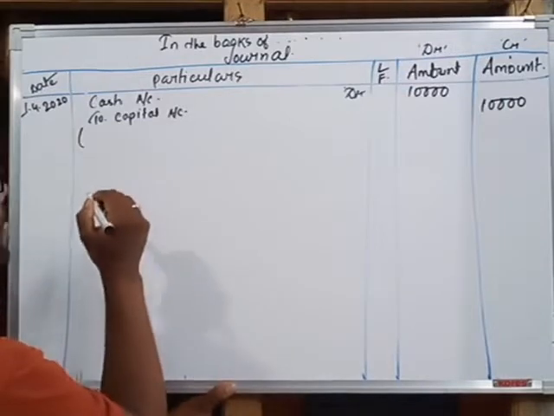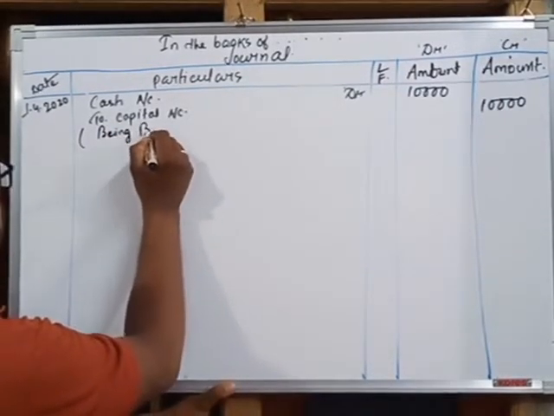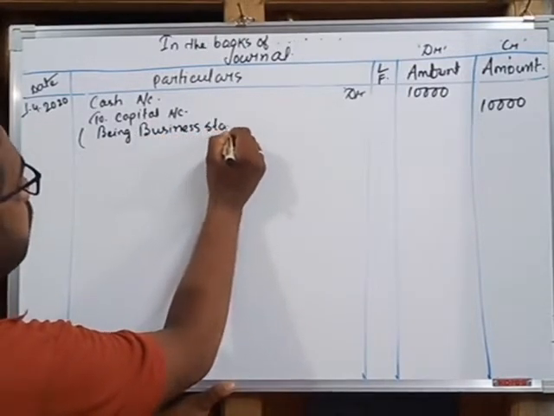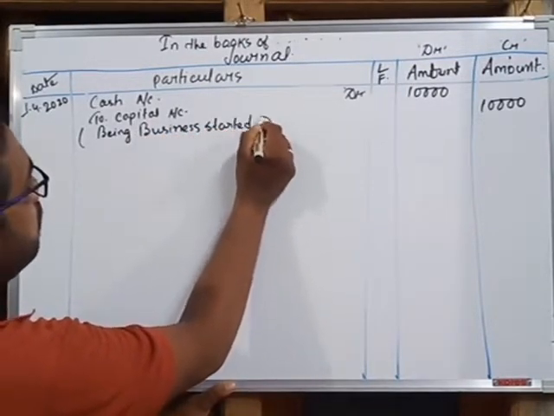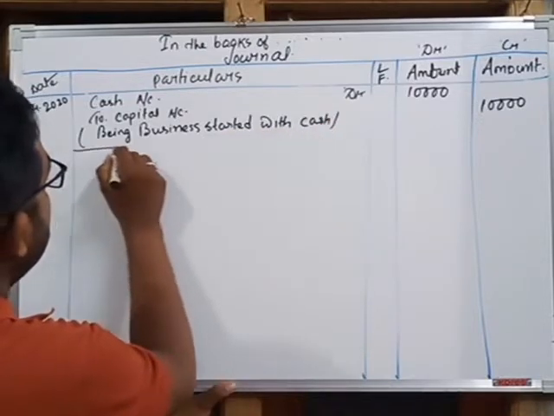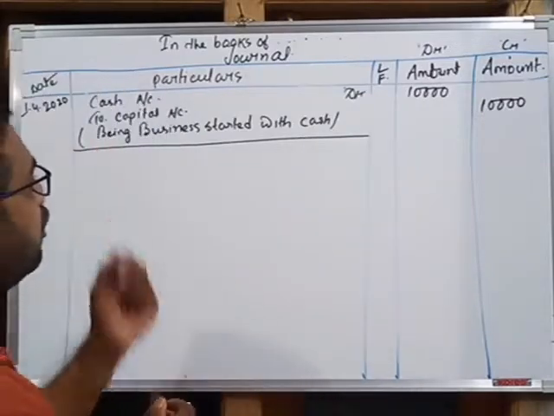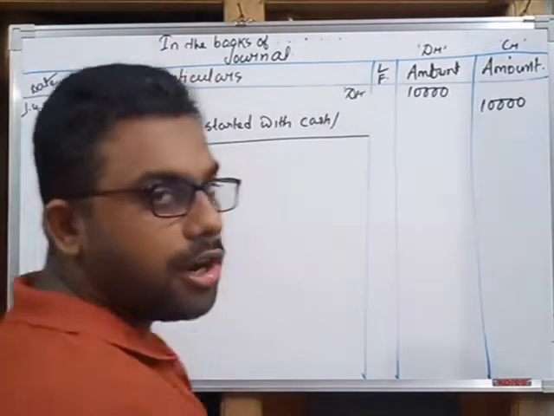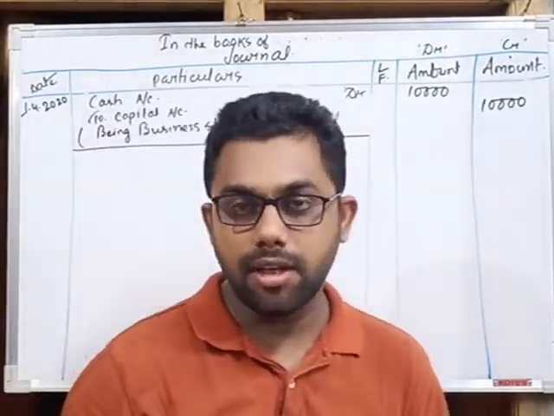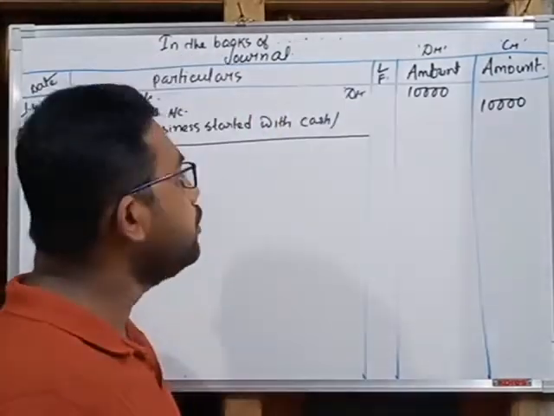What will be the narration? Being business started with cash. So this is the complete first entry. It is the cash account debit to capital account, being business started with cash. Remember, for every journal entry we have to start the narration with "being". So, being business started with cash.